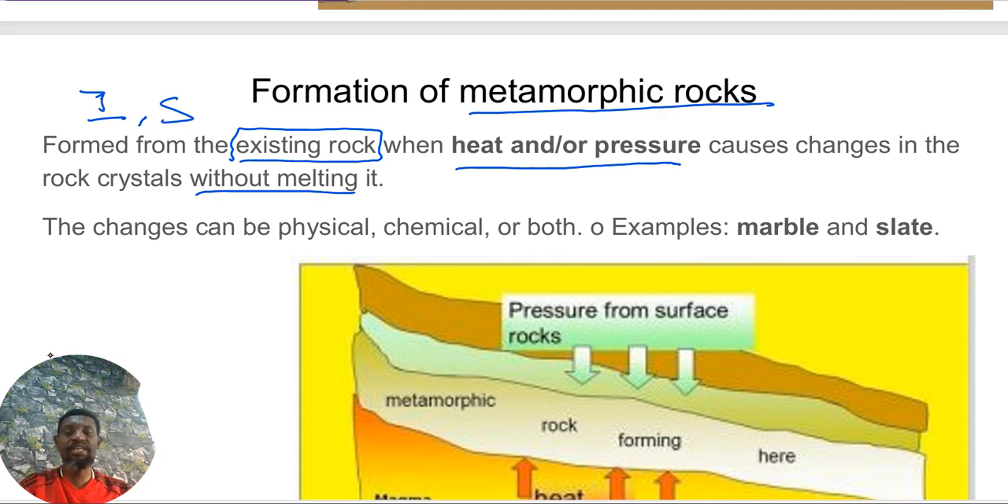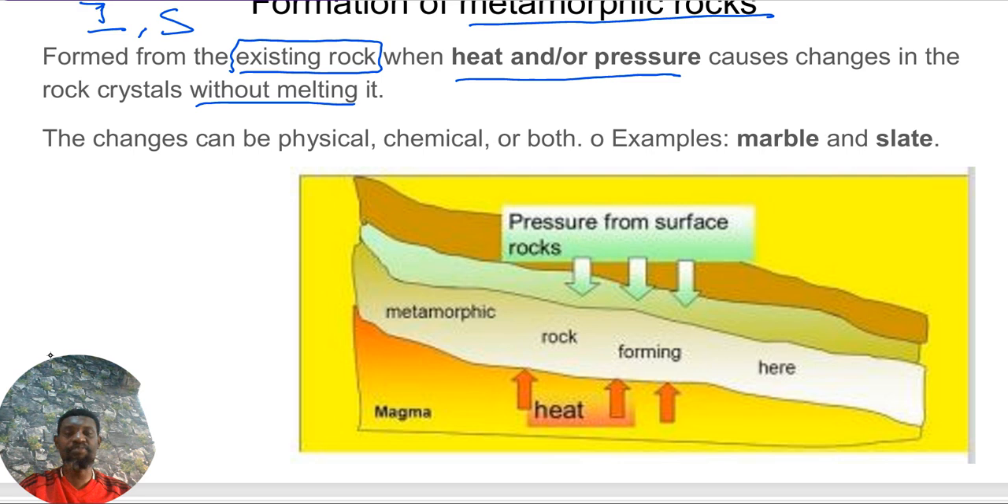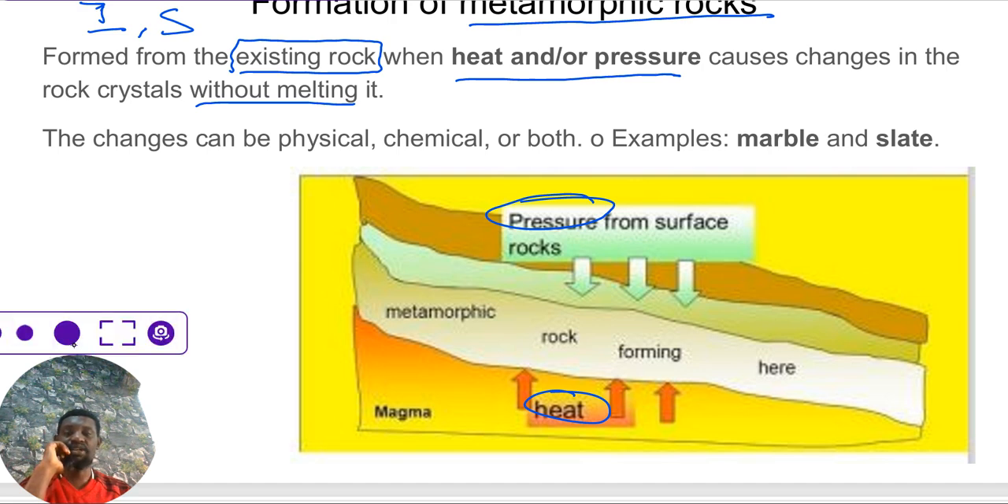Now, the major key word you should remember in the formation of metamorphic rock is that pressure and heat applied to other rocks convert them to metamorphic rock. Now the heat is from beneath the earth surface, while pressure is from above the earth surface. It changes the rock to metamorphic rock. So examples of these metamorphic rocks are your marble and slate.